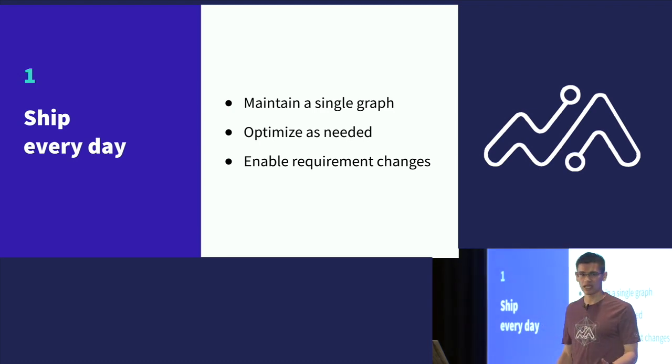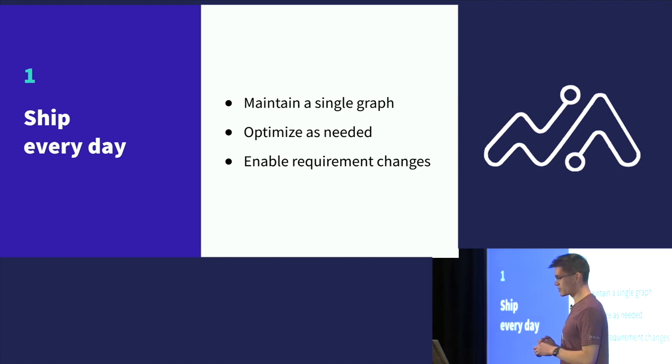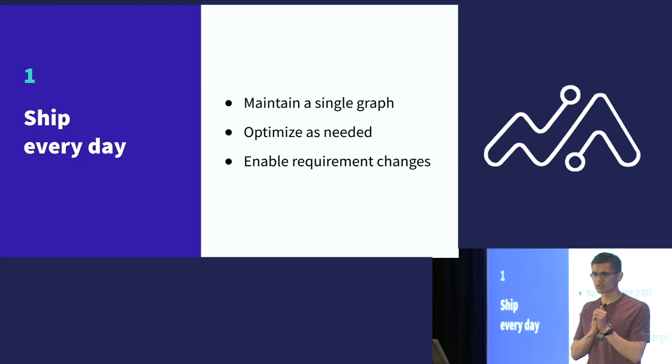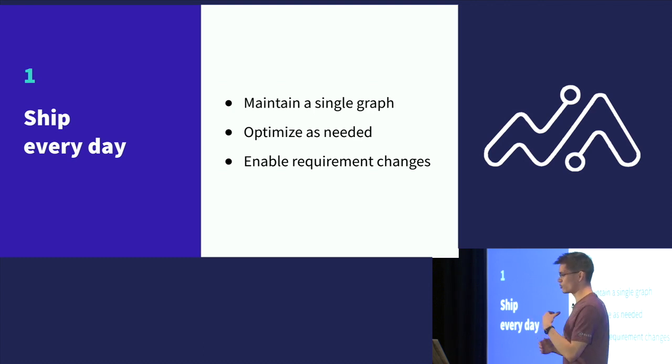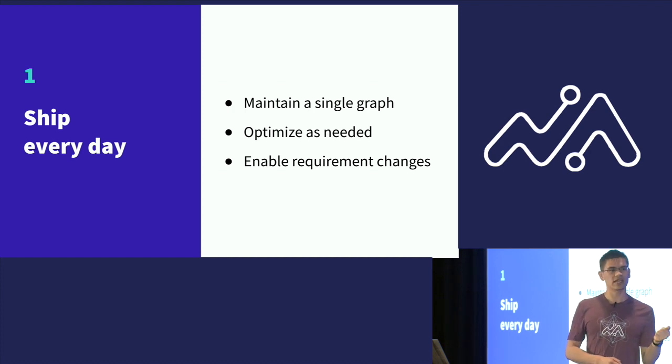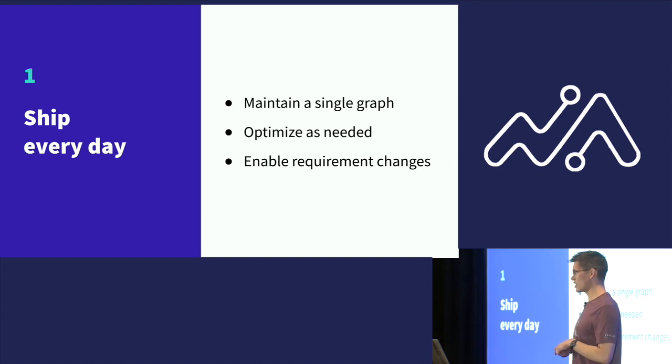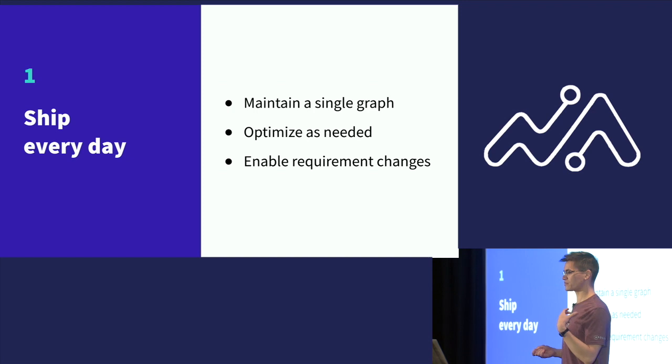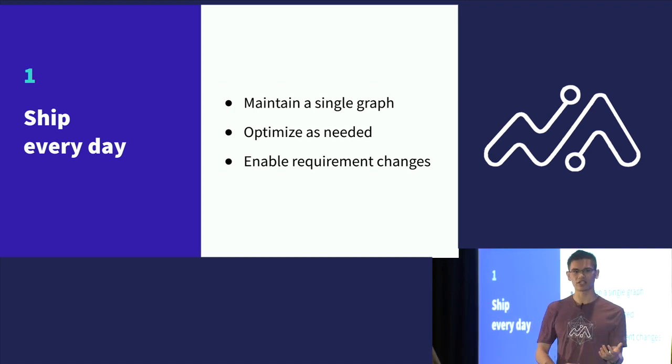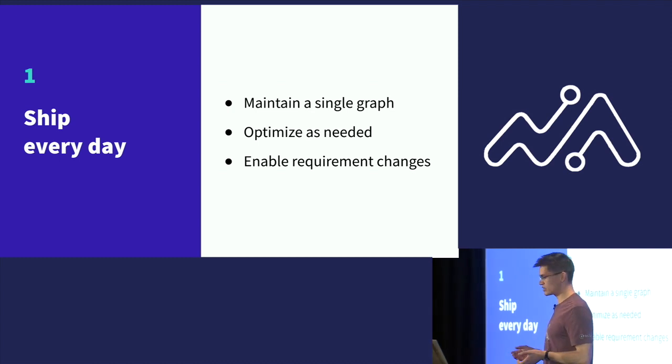So shipping every day. This is the idea that we want to maintain a single graph and optimize as needed and enable requirement changes. So what we saw today is that we had a requirement on the UI to make a change to improve the user experience. And we optimized it as needed. So we returned the data that we wanted from the data graph, and we're enabling that change to happen in under 15 minutes.